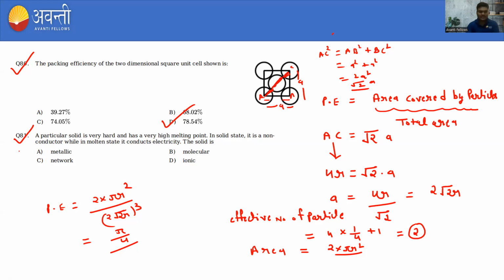That is question number 81. This question is also a theoretical question from the solid state. A particular solid is very hard and has a very high melting point. In the solid state, it's a non-conductor, while in the molten state, it conducts electricity. So what type of solid will this be? It is obviously talking about NaCl, so it is an ionic solid.